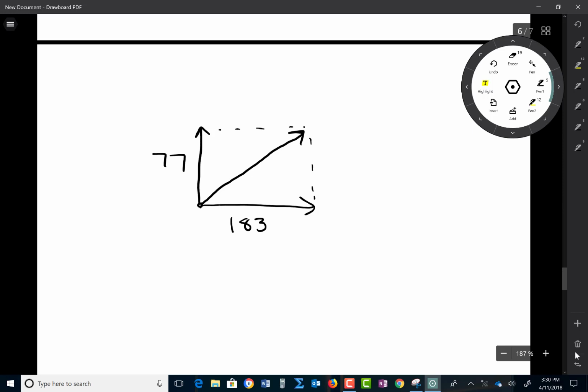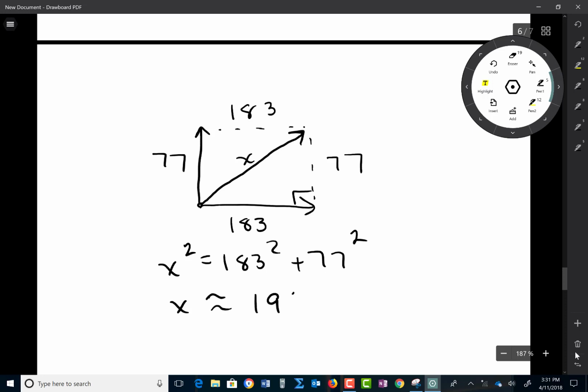Since it's directly north and directly east, this is a 90-degree angle. And so I don't necessarily have to use the law of cosines since I have a 90-degree angle. I can actually use the Pythagorean theorem if I want to, because that's a right triangle. And I get that that resultant measure is around 198.54. So that's the combination of the two distances.